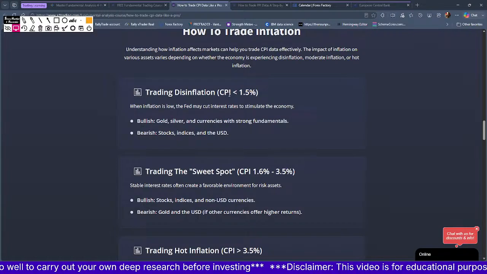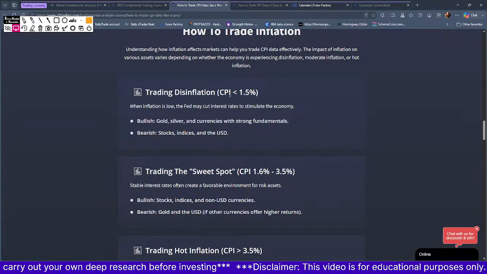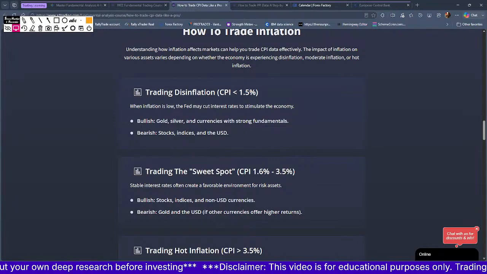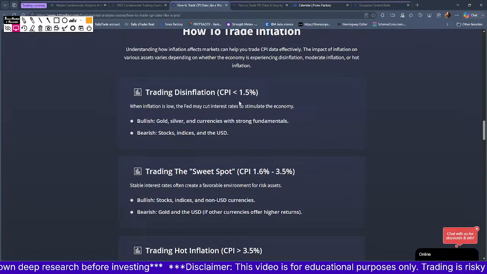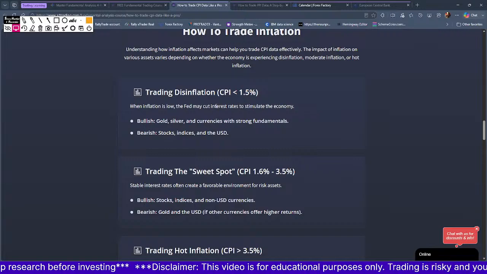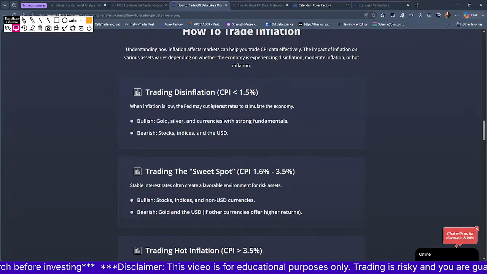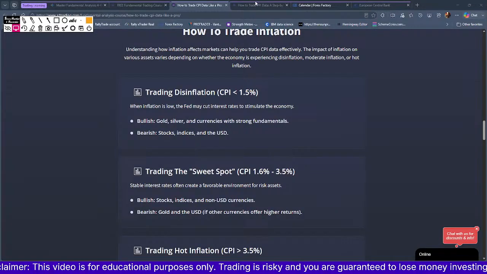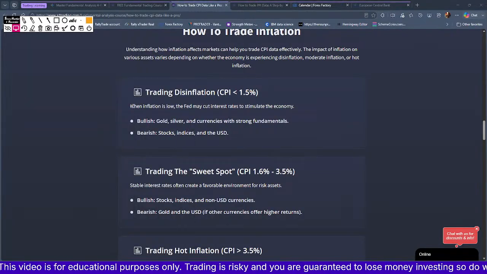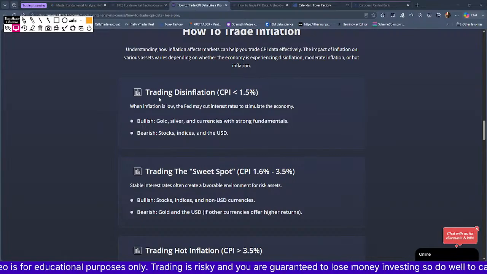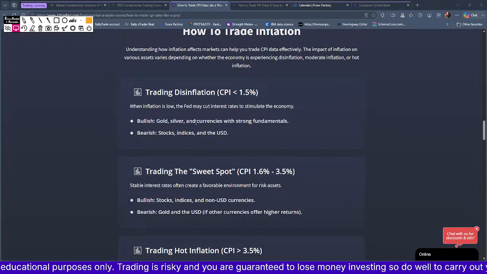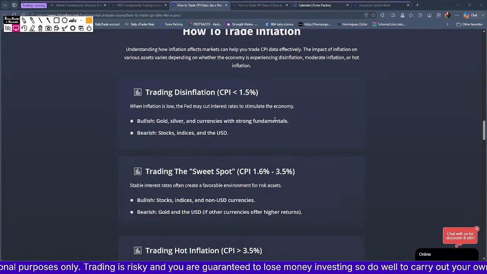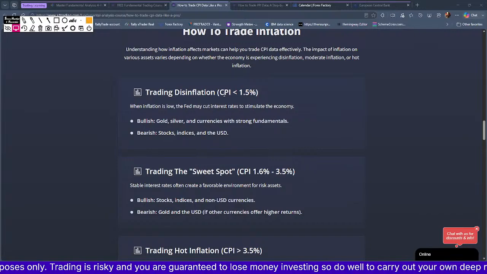How does a CPI, the consumer price index, of less than 1.5% really affect the individual? How does it really affect things like gold, silver, and currencies? Don't forget it's not just gold, silver, and currencies at random; they also have to have good fundamentals at that point in time. I'll explain what I mean by fundamentals soon. But let's look at it. Gold, silver, and currencies with strong fundamentals are good to buy when the CPI is lower.